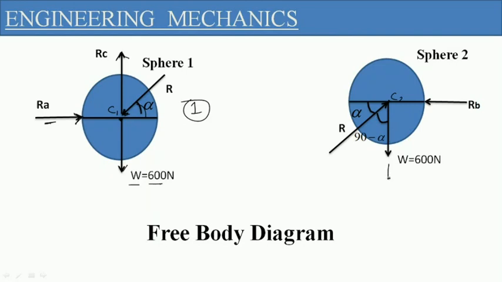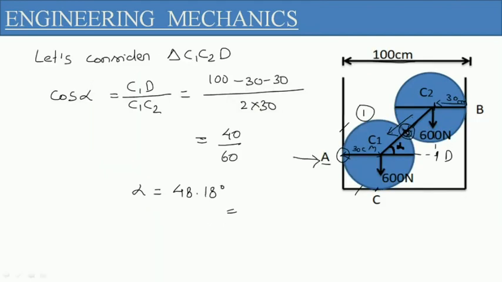So weight will act in vertically downward direction. So W will act in this particular vertically downward direction. Now here there is no another body, so we will define the contact point. So first, contact point with the wall.